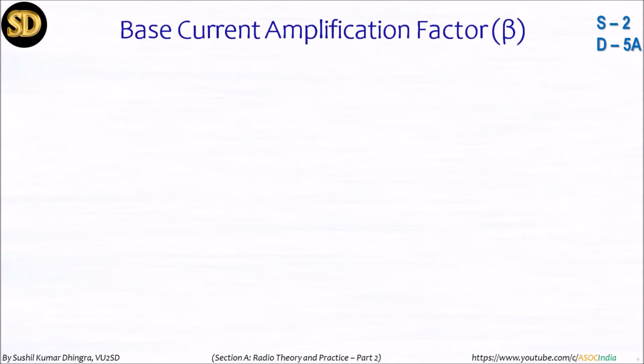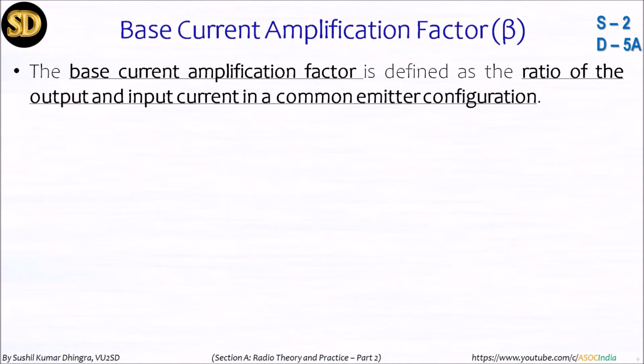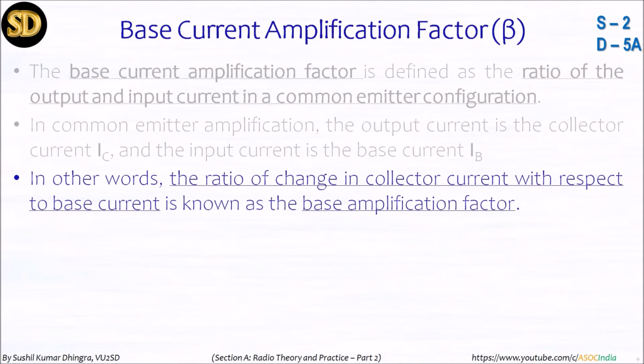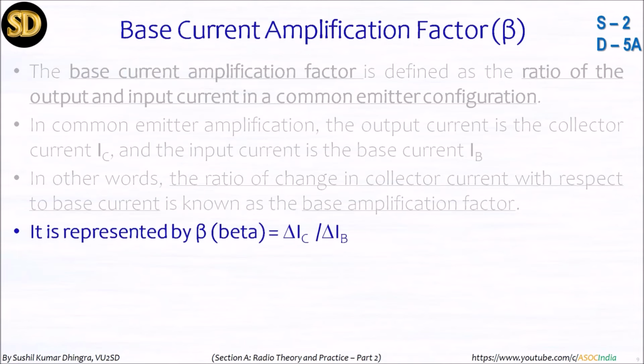Here the term base current amplification factor beta comes in. The base current amplification factor is defined as the ratio of the output and input current in a common emitter configuration. In common emitter applications, the output current is the collector current IC and the input current is the base current IB. In other words, the ratio of change in collector current with respect to the base current is known as the base amplification factor. It is represented by delta IC by delta IB.